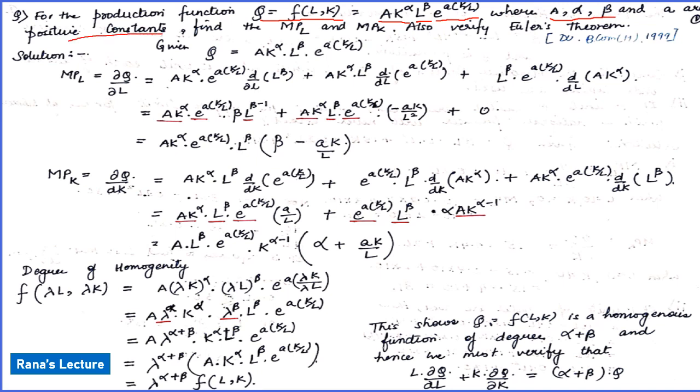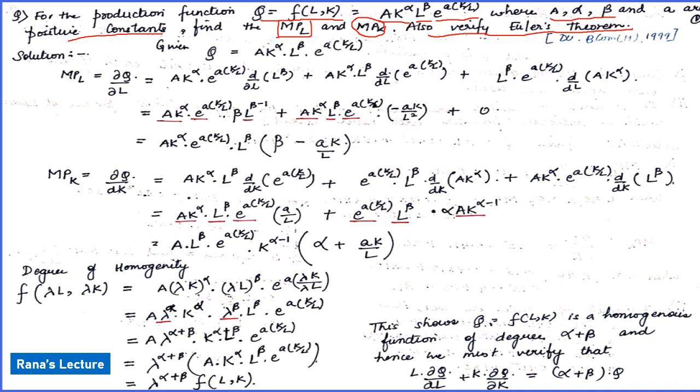What is the question saying? You have to calculate. क्या calculate करना है आपको? Marginal productivity of labor, and you have to calculate marginal productivity of capital. ये आपका पहला पार्ट है क्वेश्चन का. और दूसरा पार्ट क्या है? You also have to verify the Euler's theorem. हम धीरे धीरे प्रोसीड करते हैं.